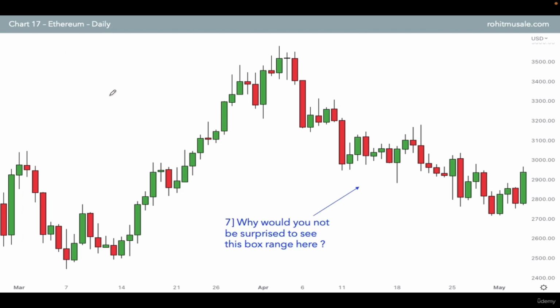Why would you not be surprised to see this box range here? The answer is obvious, right? If you look at this line, or maybe you draw a line here, that's a multi-tested resistance. If you continue this line, look what's happening. The old resistance is becoming new support, right? Change of polarity. That is why I wouldn't be surprised to see a box range developed here.